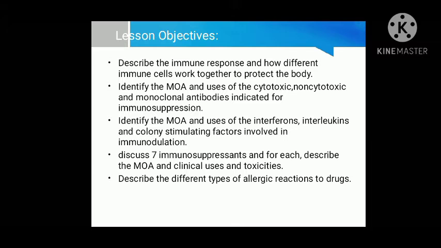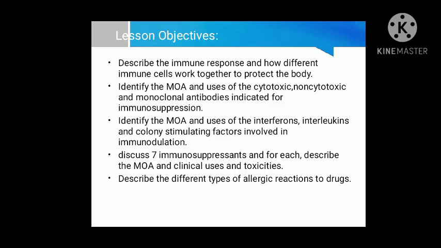There are 5 lesson objectives. First, describe the immune response and how different immune cells work together to protect the body. Second, identify the mechanism of action and uses of the cytotoxic, non-cytotoxic, and monoclonal antibodies indicated for immunosuppression.